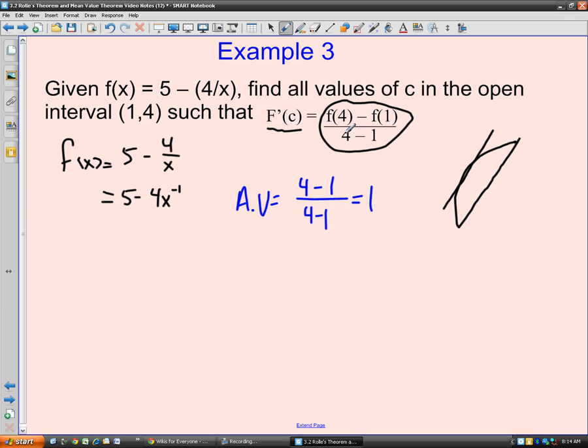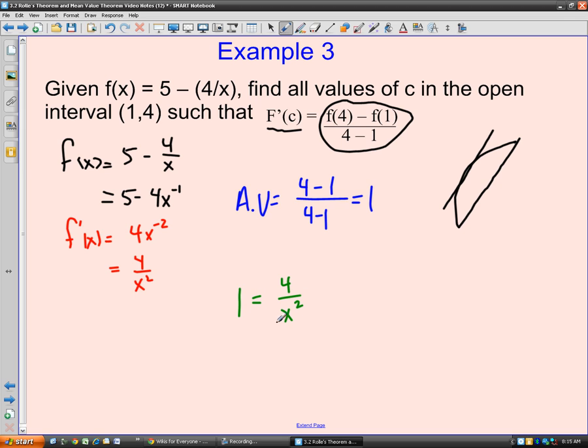And so then if I take the derivative of f of x, I will then set it equal to the slope that I just found, and then solve. So I'm going to write this as 4 over x squared. And so when I set these equal to each other, the mean value theorem says I have a slope of 1 that I'm looking to find in the derivative of the function, where the slopes are the same.